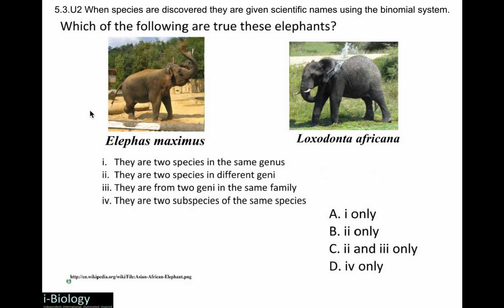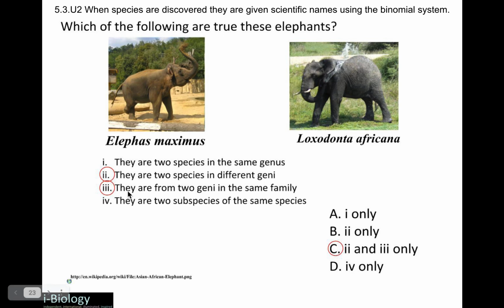What about this question? It says, which of the following are true about these elephants? So you can see their names here, their genus name and species name. And here are the options down here. Hopefully you were able to figure out that the answer is C, which is 2 and 3 only. These are two species in different genera, because they don't have the same name, and they are from two genera in the same family. They're elephants, for crying out loud, so they look very similar. So their family name, which is going to come before their genus, is the same, but their genus is different.